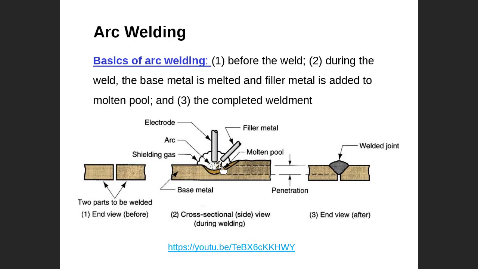When you get electrical discharge here, electrical energy is transferred to heat energy, heating the two substrates initially. After welding, this area will be melted, and the filler here will be melted and deposited in the liquid pool. Then you get the weld done at the end of the welding process. This is an example of arc welding.